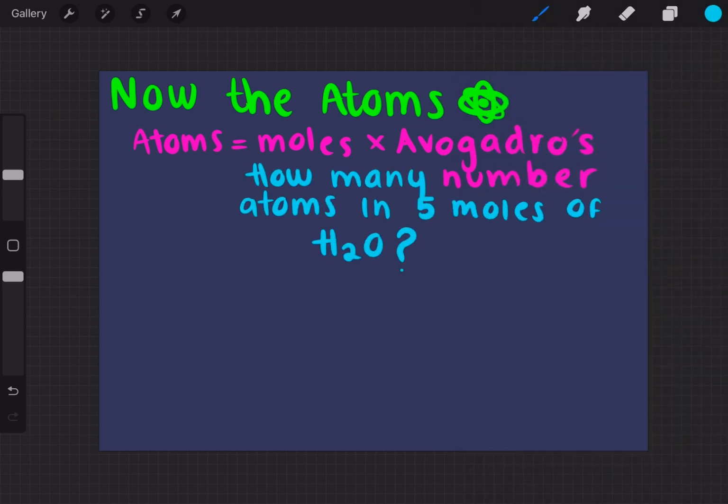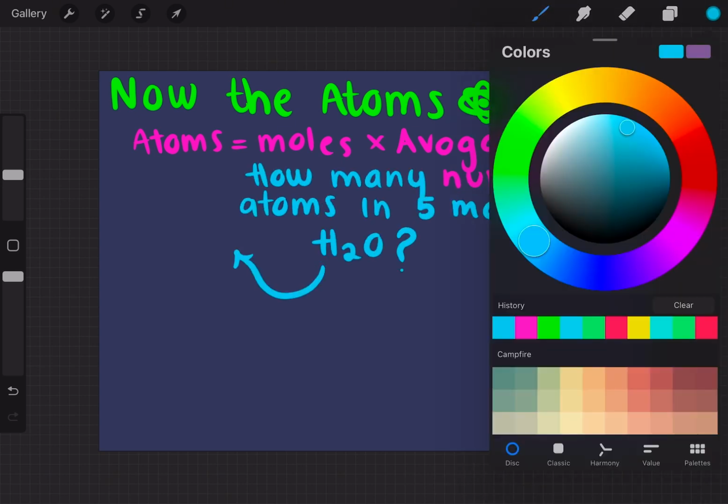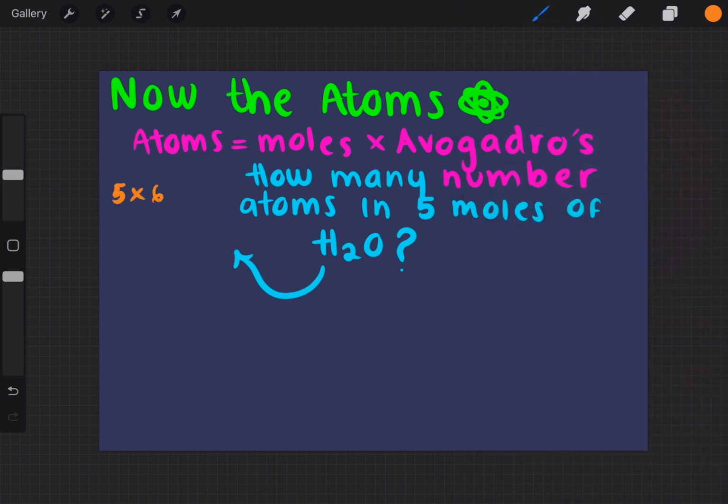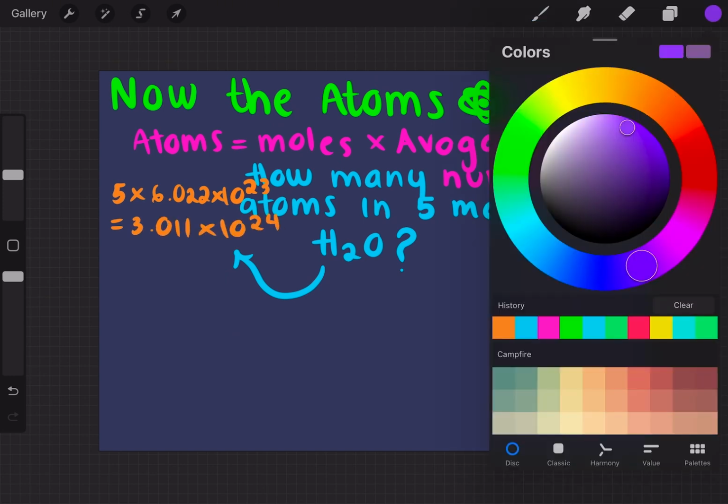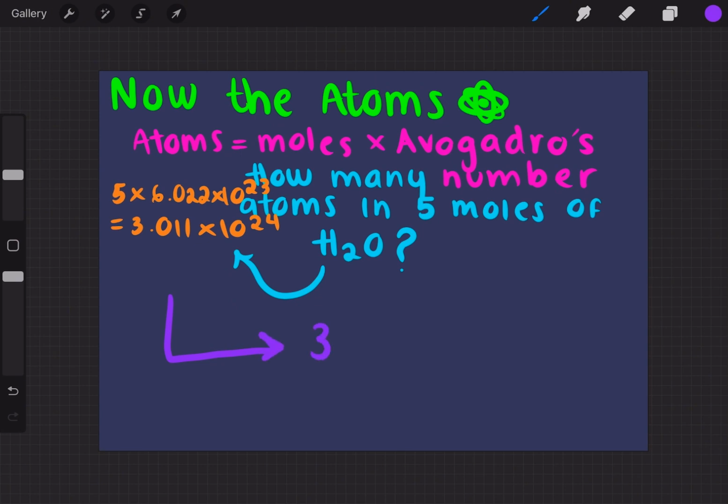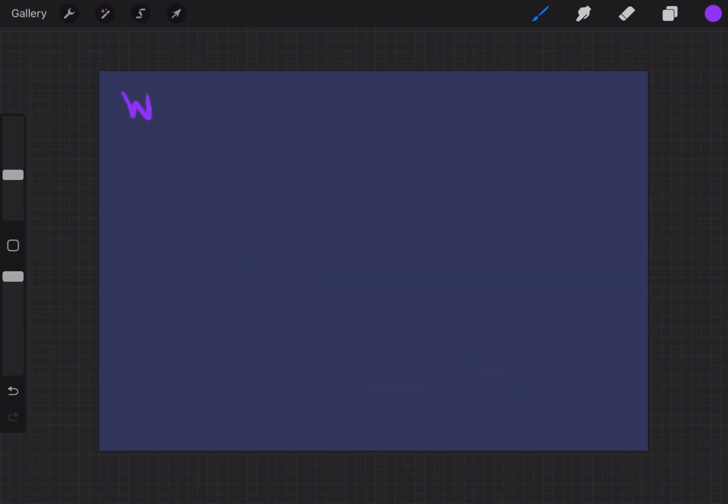But how do we know how many atoms are in 5 moles of water? Atoms equals moles times Avogadro's number. In this case, since we want to know how many atoms are in 5 moles, it will be 5 times Avogadro's number, which is equal to 3.011 times 10 to the 24th.